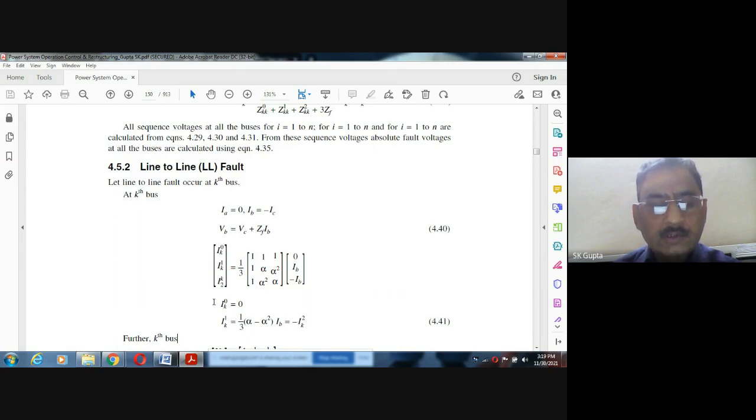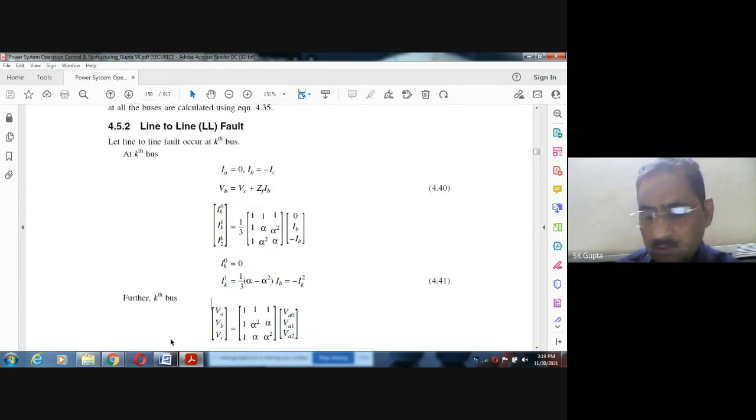This condition, IB equal to minus IC and IA equal to 0, these are the unbalanced system equations, and they have been converted into the balanced system equations, the sequence currents, in this way. These are the sequence currents IK0, IK1, IK2, and we know the values of IK1 and IK2. And this happens at the kth bus.